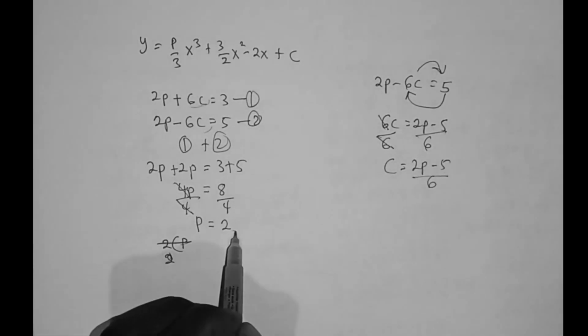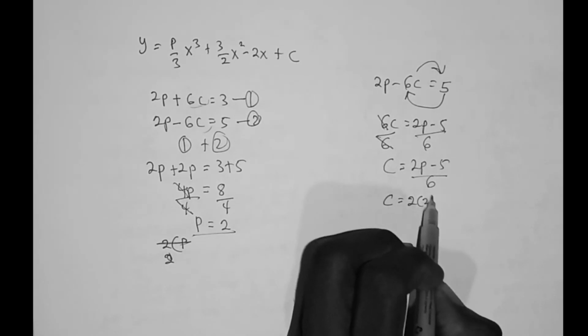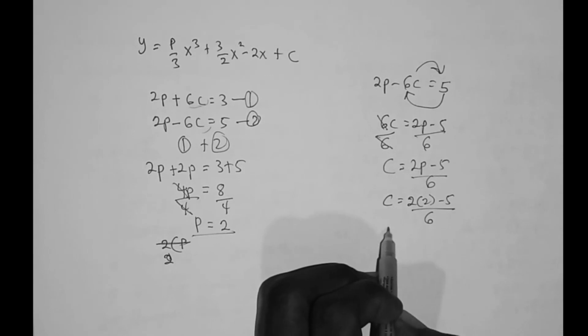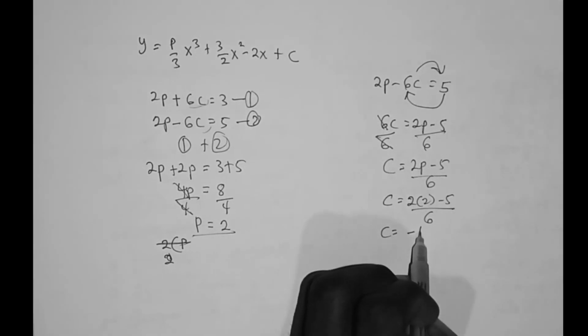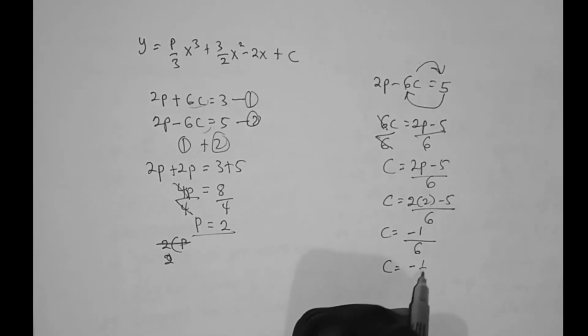So let's substitute the value of p equals 2. So c is equal to 2 times 2 minus 5 over 6. 2 times 2 is 4. 4 minus 5 is minus 1 over 6. And therefore the value of c is minus 1 over 6.